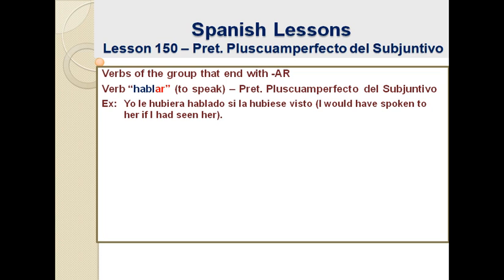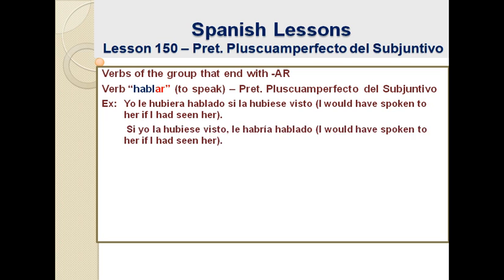For example, if I had seen her, that is the condition, the if condition. So what would happen if the condition is met? I would have spoken to her. That's the same thing I'm telling you in the sentence in Spanish. So we are using the pretérito pluscuamperfecto del subjuntivo, but you see we have two different conjugations. We will see that soon.